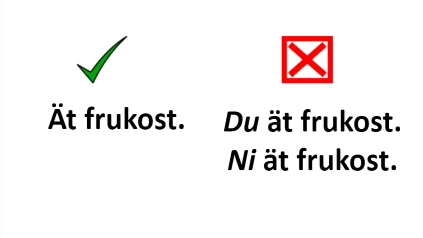When making a request and saying something in the imperative, you're usually talking to the second person, du or ni. And this is taken for granted, meaning that you don't need to mention that person in the sentence and you just start the sentence directly with the verb. For example, eat breakfast, "ät frukost". And you already know that I'm talking to you. I don't have to say "du ät frukost" or "ni ät frukost". So you start an imperative statement with a verb.